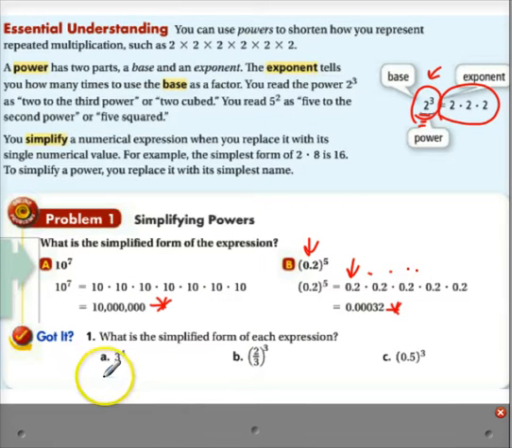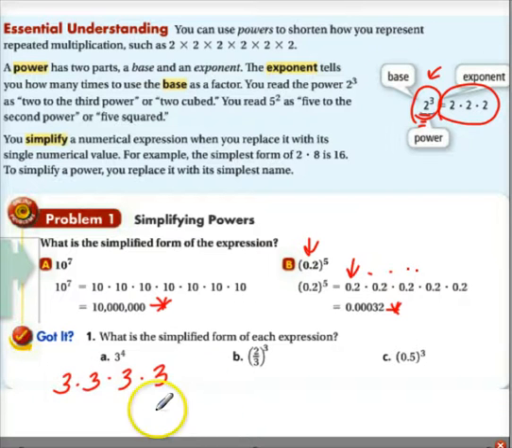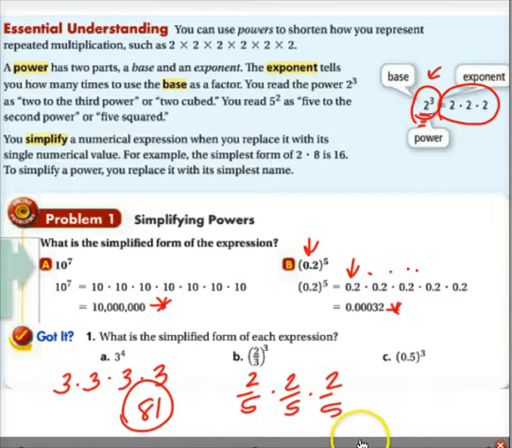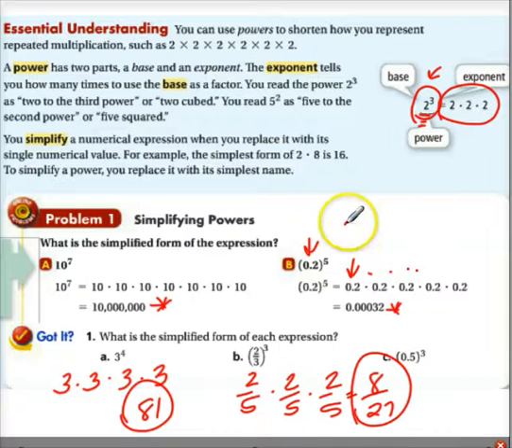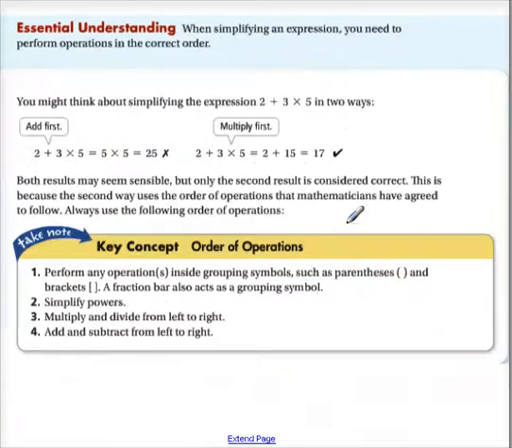3 to the 4th is 3 being multiplied 4 times. Then you can use your calculator to figure out what that is. 3 times 3 times 3 times 3 is 81. 2/5 to the third power, nothing changes. 2/5 written 3 times. When you do that multiplication, you actually get 8/27. Again, you can use your calculator. And C looks similar to B, so I'm going to skip that one. So that is simplifying powers.